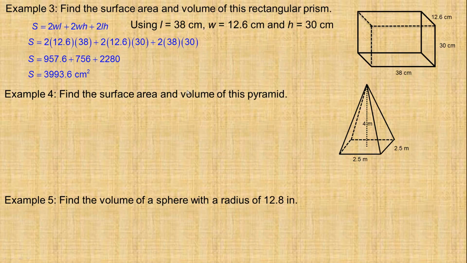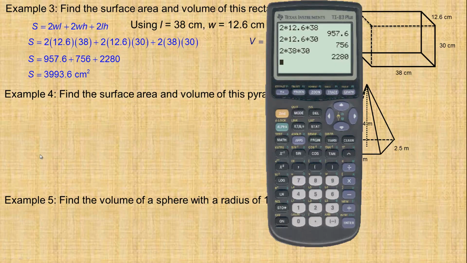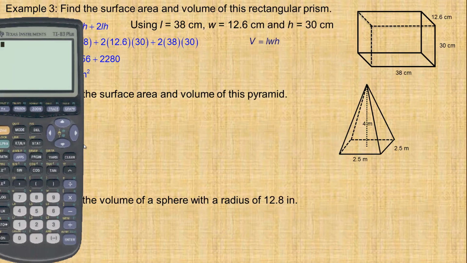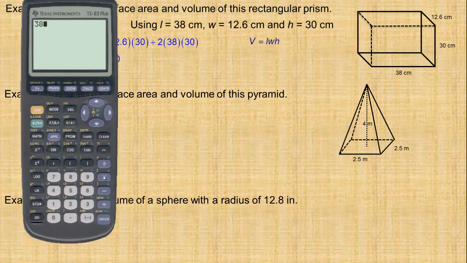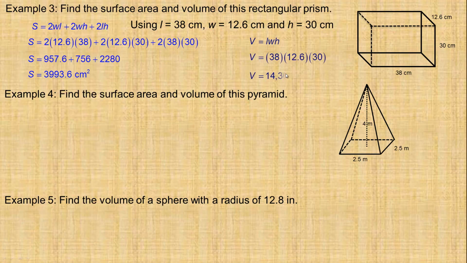So volume now. Here's the volume formula. Volume of a rectangular prism is just length times width times height. So bring the calculator back here again. Length times width times height, so it's 38 times 12.6 times the height of 30. So we should get 14,364, and of course it's volume, so it would be centimeters cubed. So that's the volume of this rectangular prism.